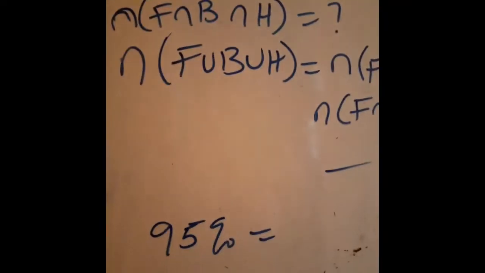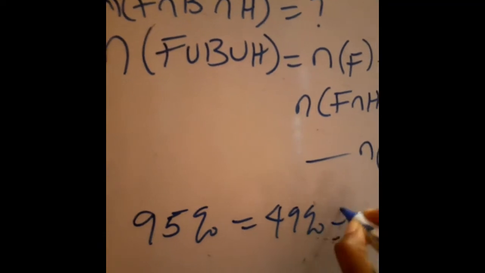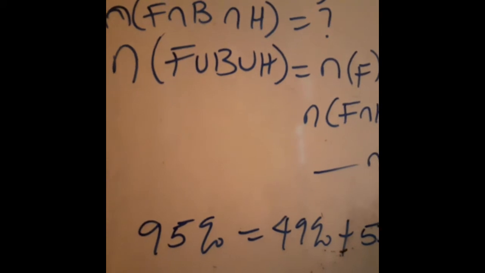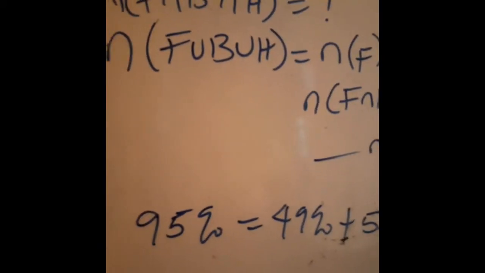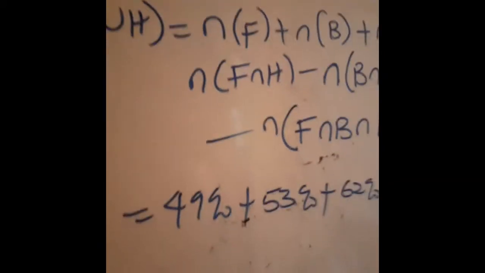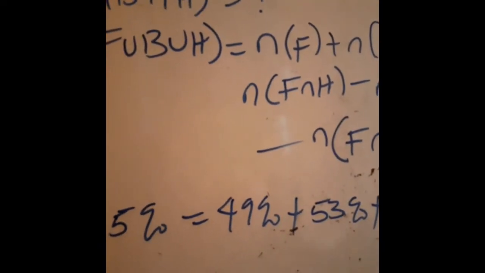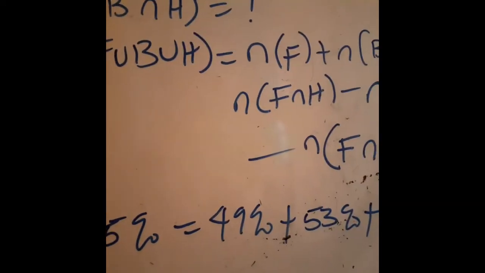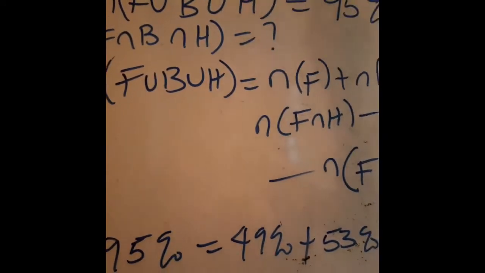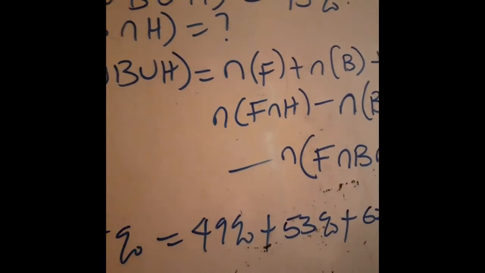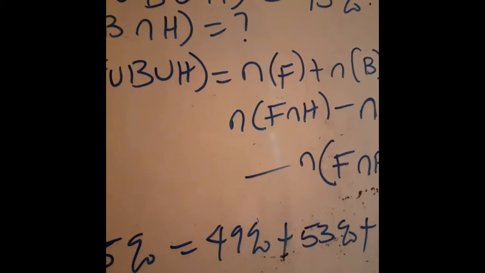So from here, this is what: 95% equals N of F, which is 49%, plus N of H, 53%, plus 62%, minus, we start listing them, 27%, 29%, and minus 28.